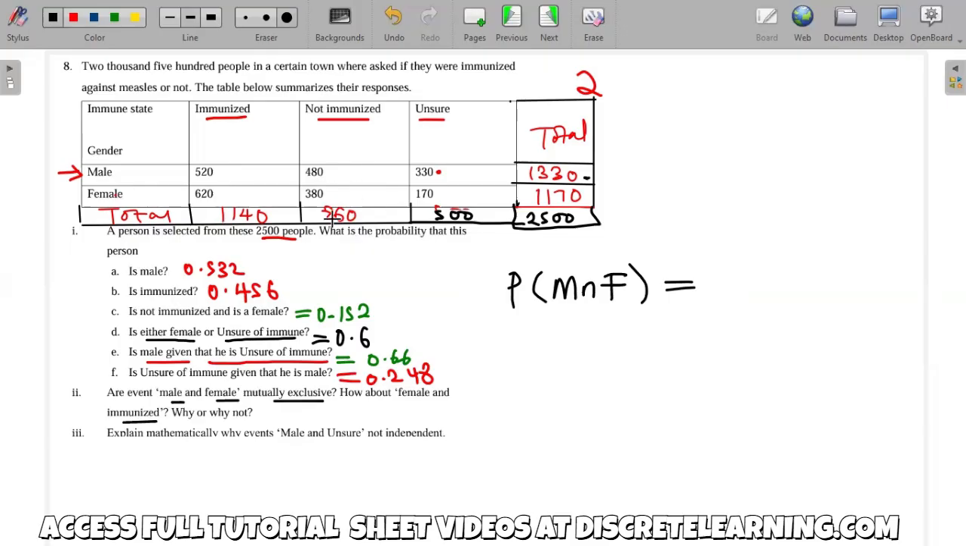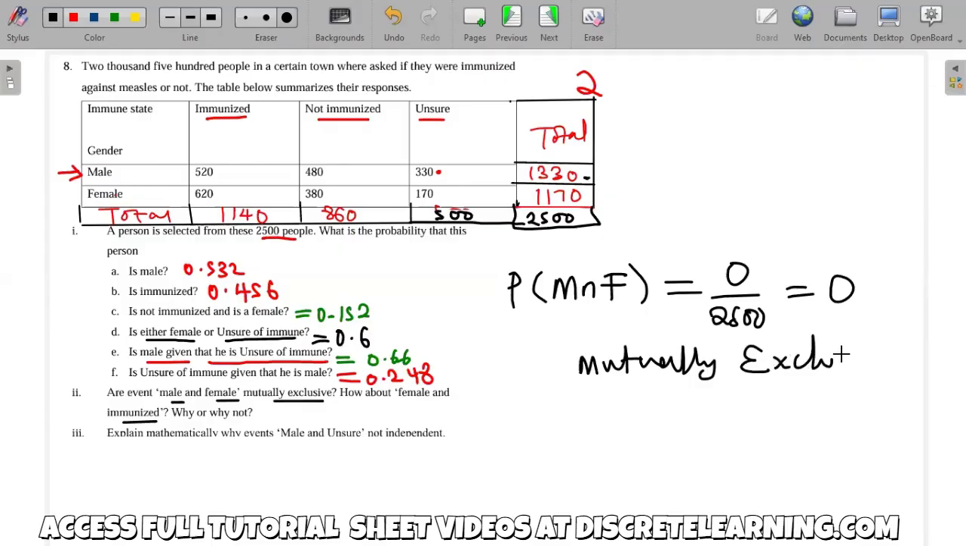Is there any point here where the males are intersecting with the females? There's no way, because if I draw a line in the male, I also draw a line in the female, you see that these lines do not touch each other. So in this intersection there is 0, and then I divide by the total number of people, which will just be 0. If the probability of their intersection is 0, then we have shown that male and female are mutually exclusive events. There is no intersection between them.